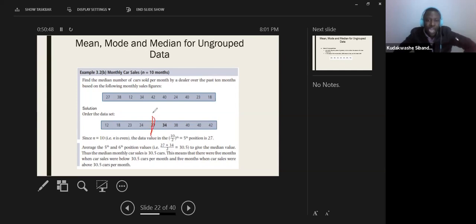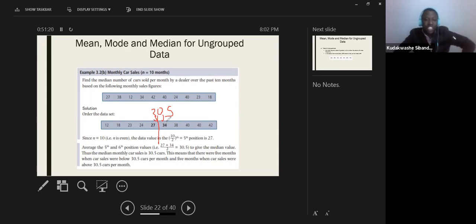But what you do now is, after identifying that position, you take the value which is next to it, which is the 6th position. So you add 27 and 34, and then you divide by 2. What you get here is 30.5. So your 30.5 is the value that will be here.